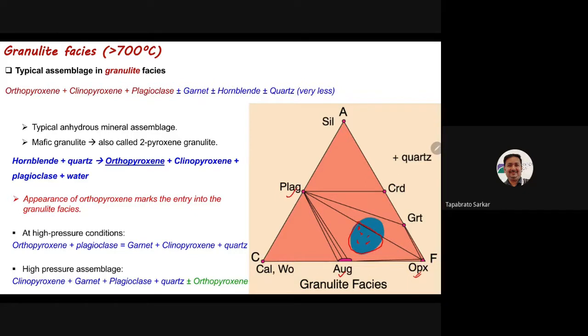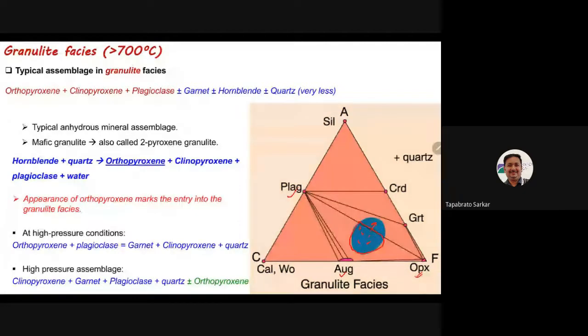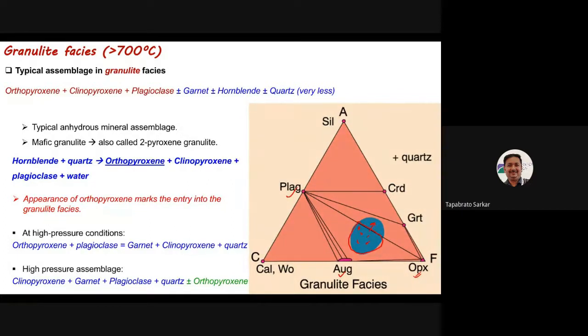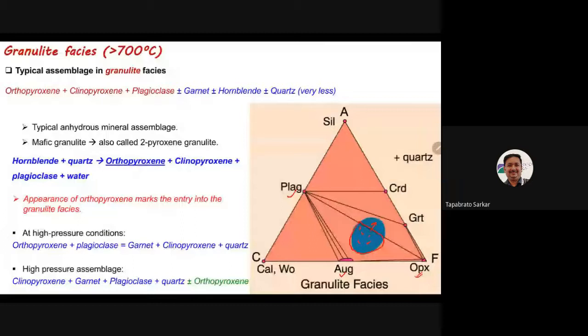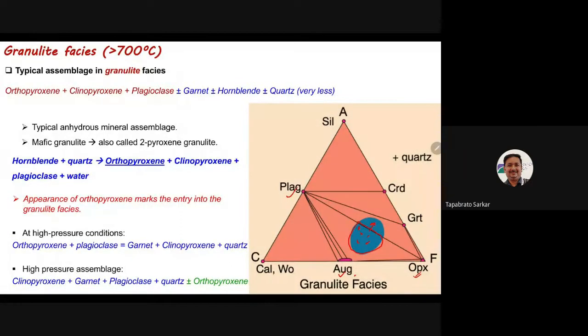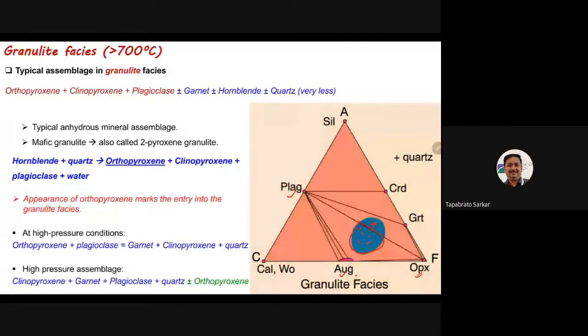If you have a slightly higher aluminium-rich bulk, then along with OPX and plagioclase, rather than having clinopyroxene, you can have garnet as well, at medium pressure conditions. This diagram is made for the medium pressure condition. So we can have garnet as well.